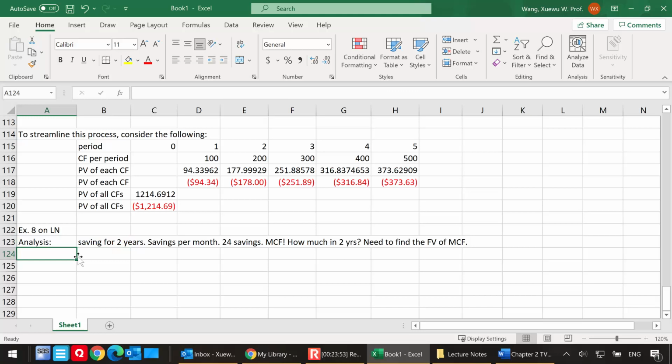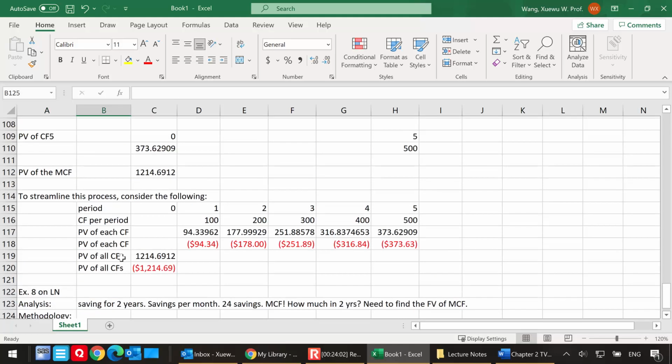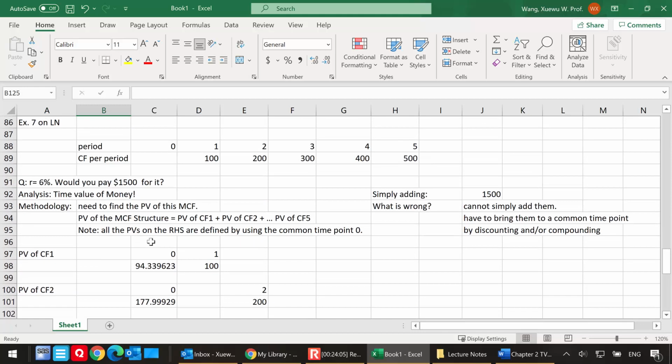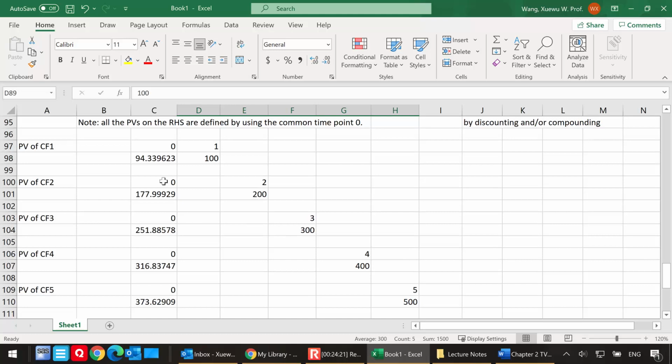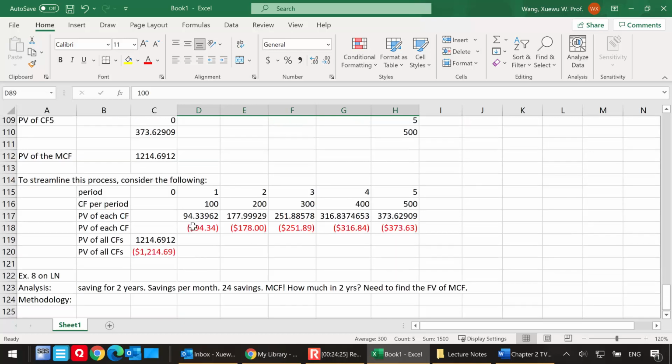Okay, all right. So I'm going to use a methodology here. The only methodology we have discussed so far is to look at this multiple cash flow structure and break this into many single cash flow problems. Like in the previous example, we had a 5-period multiple cash flow structure. What we did was to break this down into 5 single cash flow problems. All right, so I'm going to do the same methodology here.